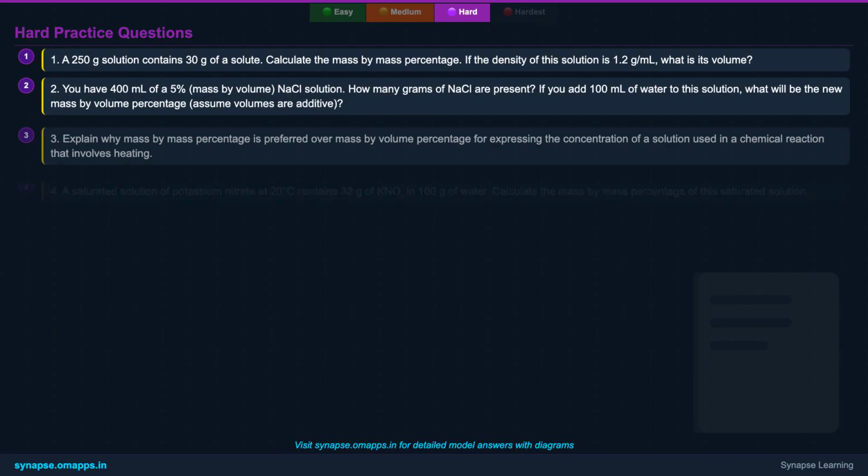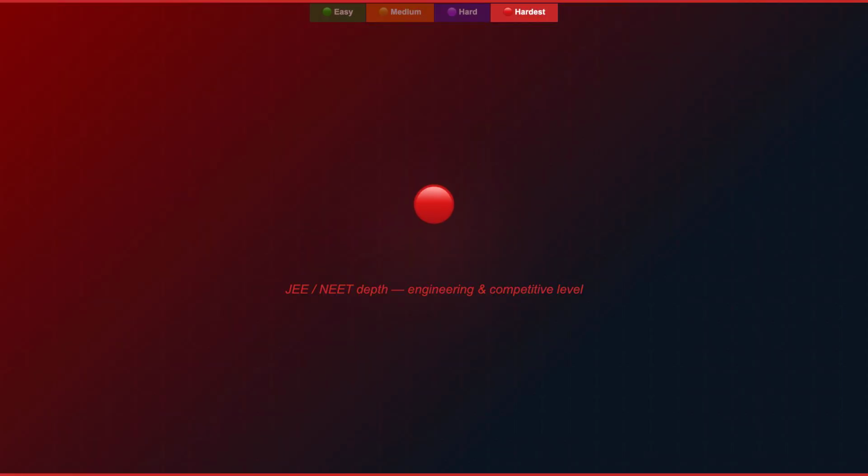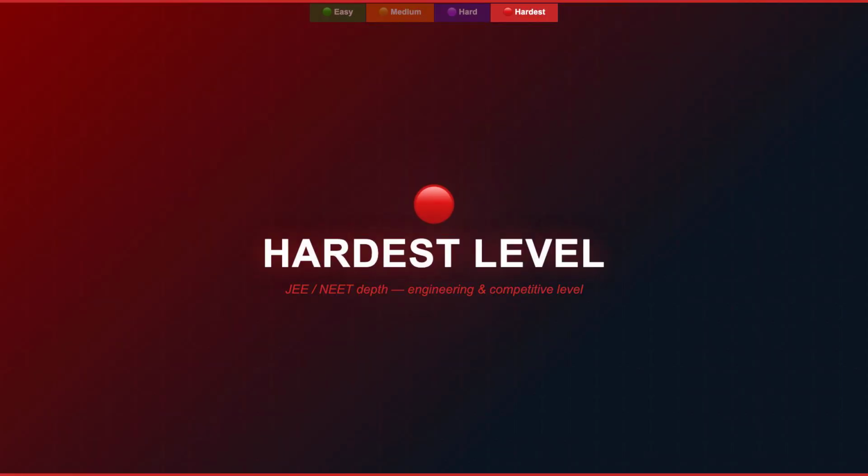Now, it's time for some harder practice questions. These problems will require you to apply multiple concepts, including interconversion using density and understanding the implications of dilution. Read each question carefully and think critically about the steps needed to solve them. You've got this. All right, chemists, brace yourselves.